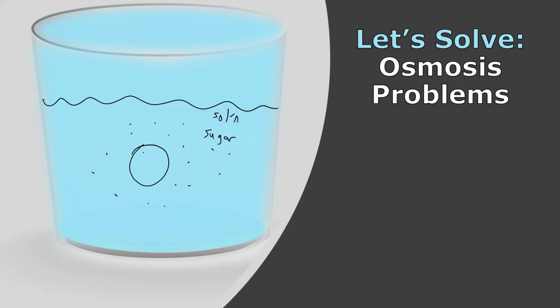Is there sugar inside the cell? Of course there is. There's sugar both inside and outside. The question is, where are there more particles? That's what really matters here. Where are there more and where are there fewer?